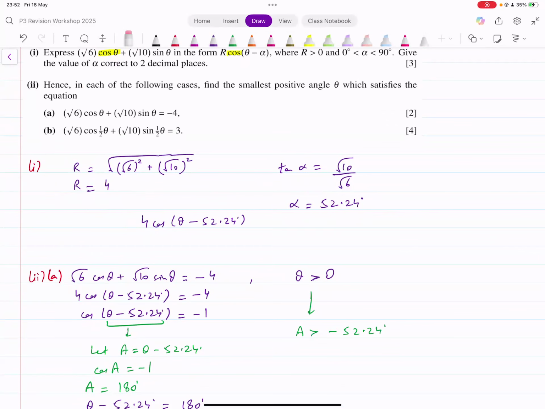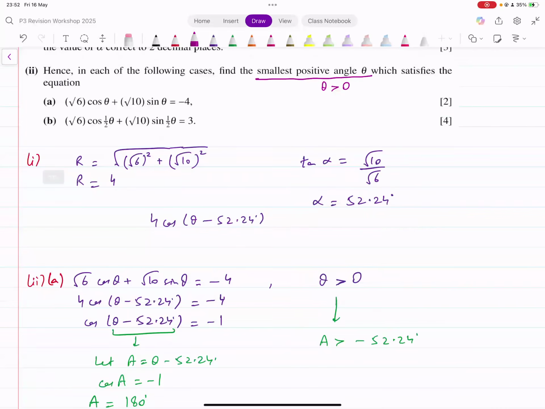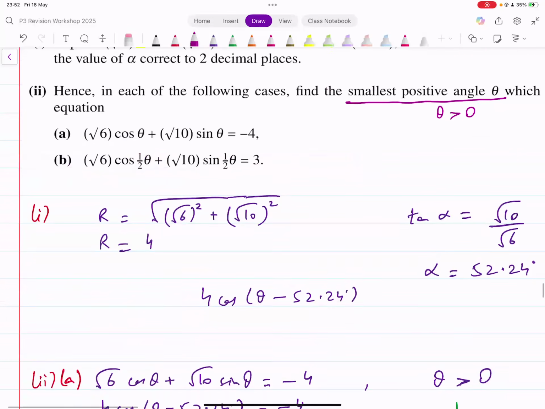In the second part, they're saying, hence, in each of the following cases, find the smallest positive angle theta which satisfies this equation and this equation. Now, how do we do that? Smallest positive angle theta. We're looking for positive angle theta. So that means theta has to be greater than 0, right? That's the condition that we've got. Theta is greater than 0. How do we solve these equations now?